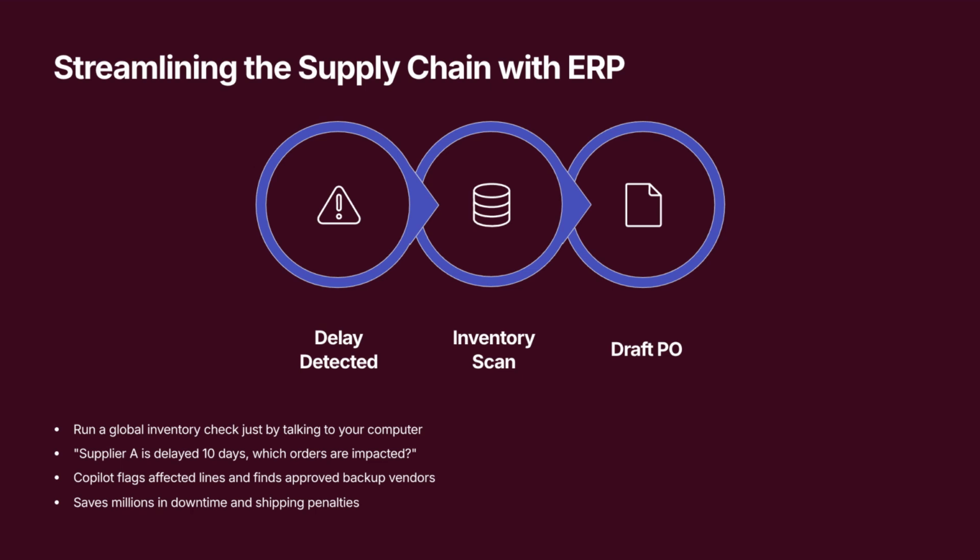You've probably noticed that this level of rapid decision making saves companies millions of dollars in supply chain downtime and shipping penalties. So, now that we have connected Copilot to optimize our back office supply chains and inventory databases, you might be wondering how Microsoft secures these data connections using standard system extensions. Well, that brings us right into our next step.